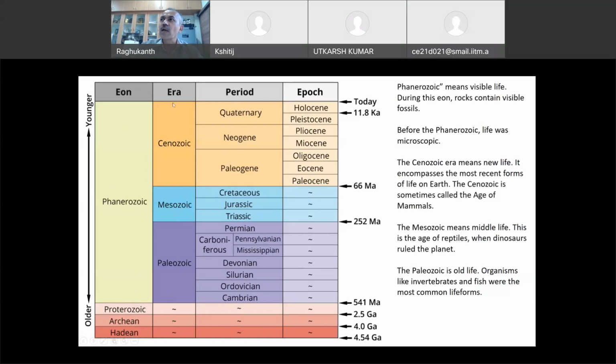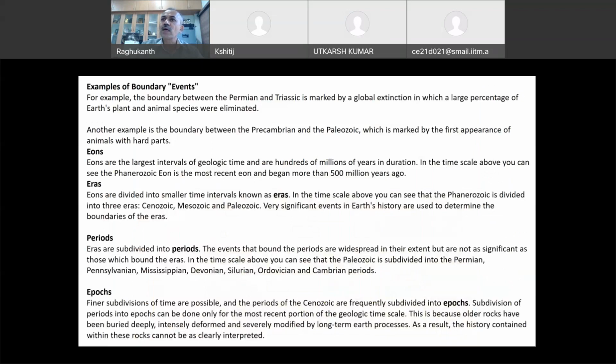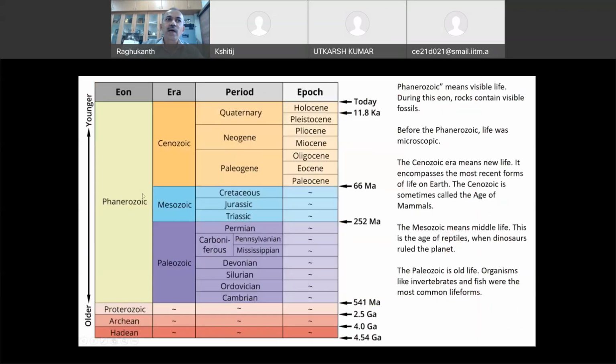So this is what they call eras. Then these eras are further divided into periods. For example, Paleozoic, Mesozoic, Cenozoic, these are the eras. Now the Cenozoic era, once again, we divide into periods. So Quaternary, Neogene, Paleogene, or Cretaceous, Jurassic, Triassic, further they have been divided. So periods are much smaller in themselves.